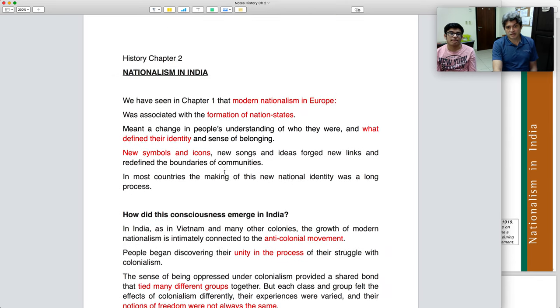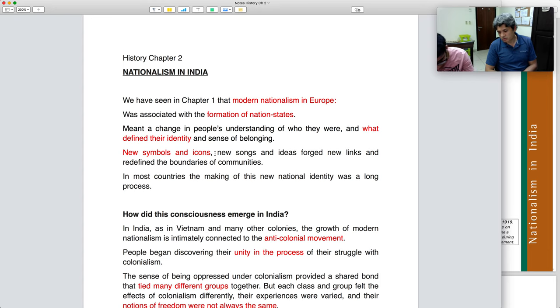We also saw that in nationalism in Europe, they developed some symbols that personify the nation, like Germania, if you remember, for Germany. Likewise in India also, they gave a face to the nation. They made the painting of Bharat Mata, and the Indian flag and all those things. Those symbols, icons, songs and folklore gave a sense of belonging and commonness to people, so that they could feel that they are one force.